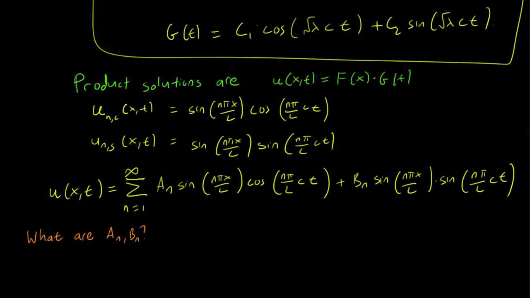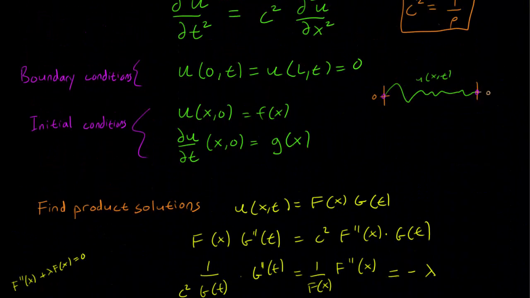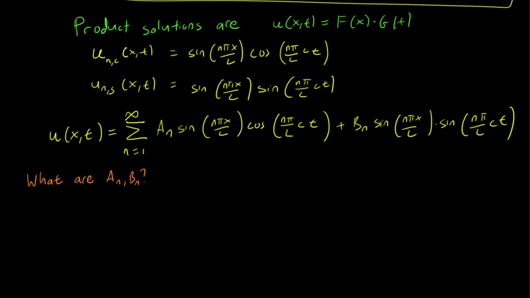The next question we have to ask is, what are the constants a_n and b_n? Again, we have to derive them from the initial conditions. So we have that u(x,0) equals f(x), and partial u partial t equals g(x). So let's plug that in.